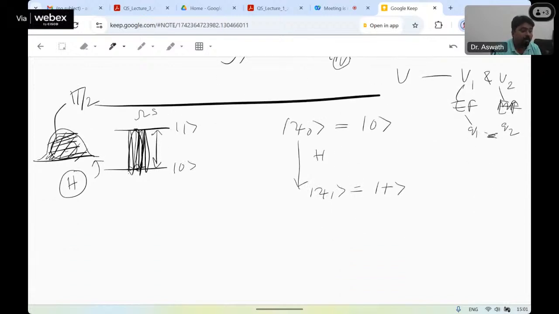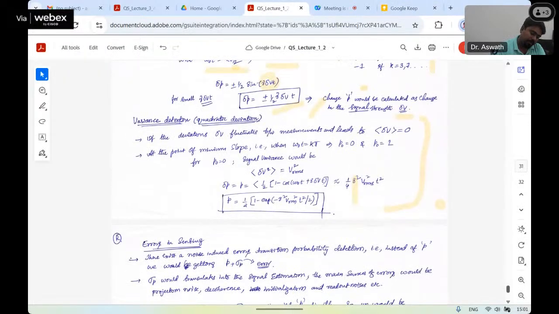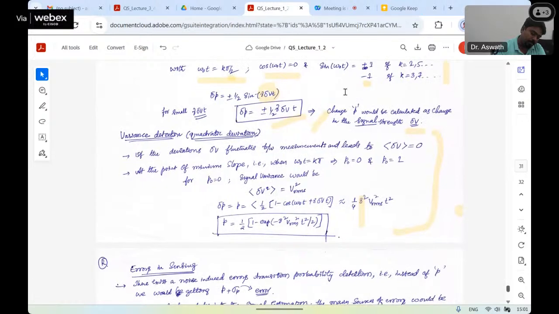Fine. Okay, so now any more questions? Do we need to determine the probabilities to do the sensing? Yes, of course. That is how the actual sensing is done. Here you see.